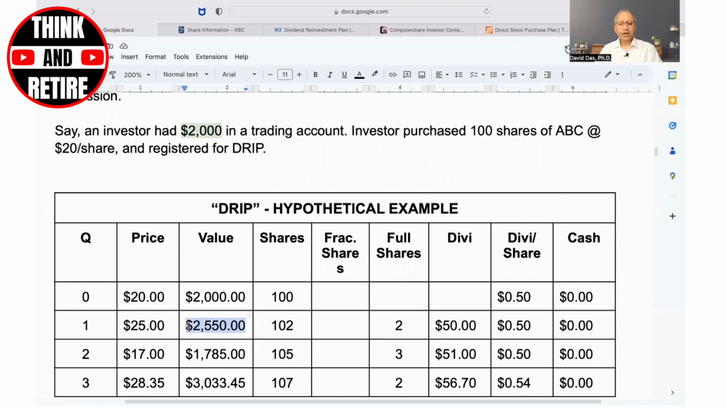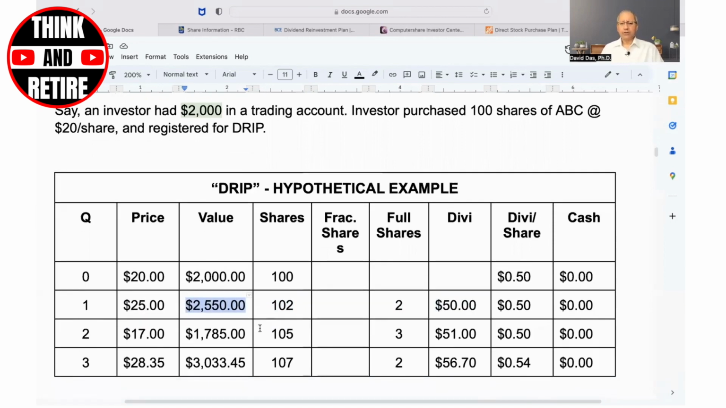$2,550. Moving on, at the end of quarter 2, the company is still offering 50 cents per share. And because the investor had 102 shares in quarter 1, 102 times 0.5, the total cash dividend will be $51. The share price has reduced to $17. So with $51, the investor will get 3 additional shares. So at the end of quarter 2, the investor will have 105 shares, which is 102 plus 3. And the value of the portfolio will be 105 times 17, which is $1,785.